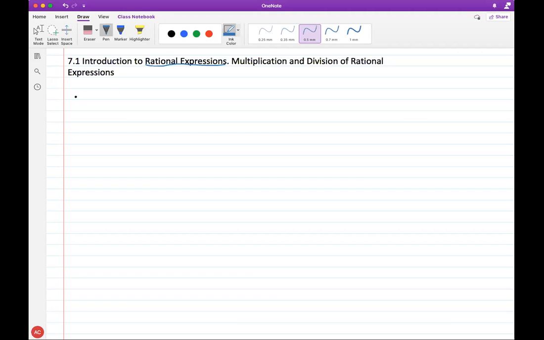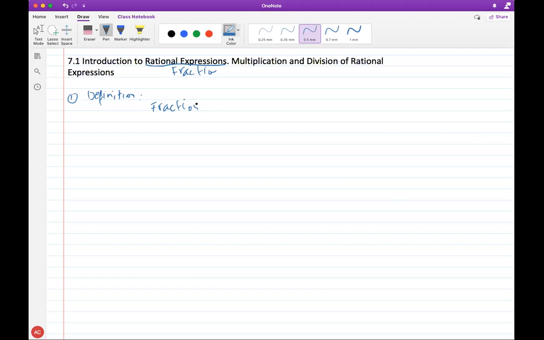First, let's define rational expressions. Or let's just make this a definition. So the short answer here, a rational expression is just basically a fraction. That's all it is, okay? Despite the fancy name, it just means it's a fraction. The only difference is this fraction is made of not just numbers, but also letters, like variables, x's and y's.